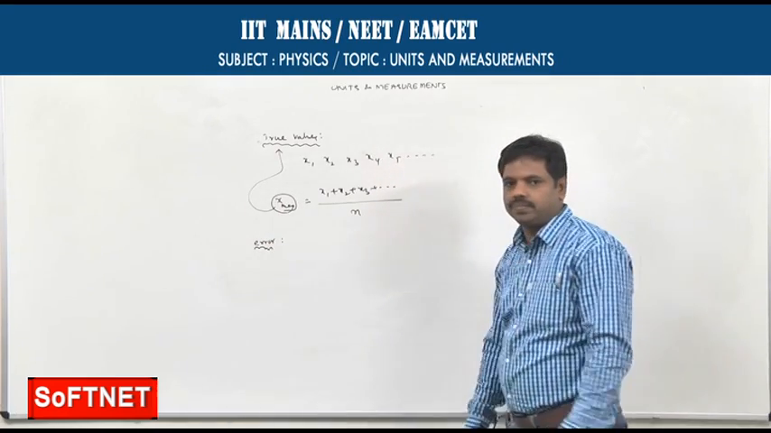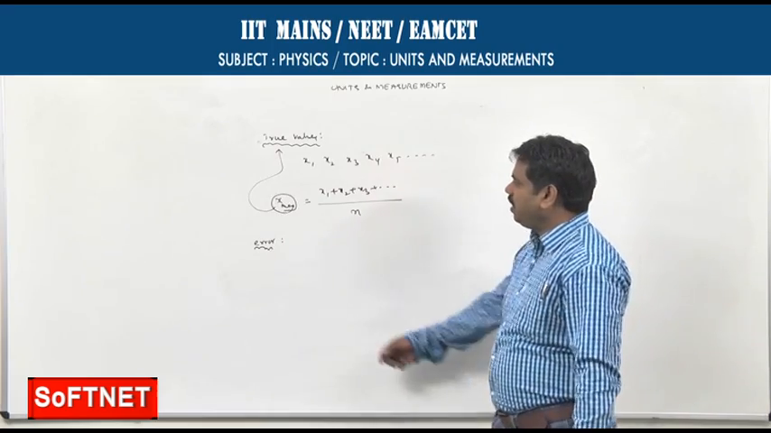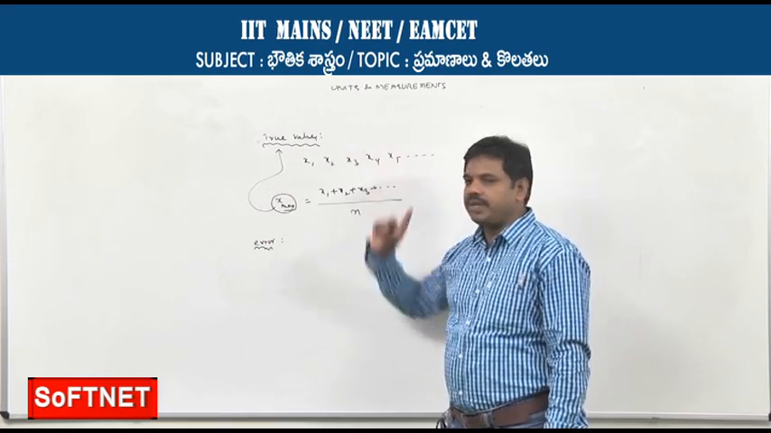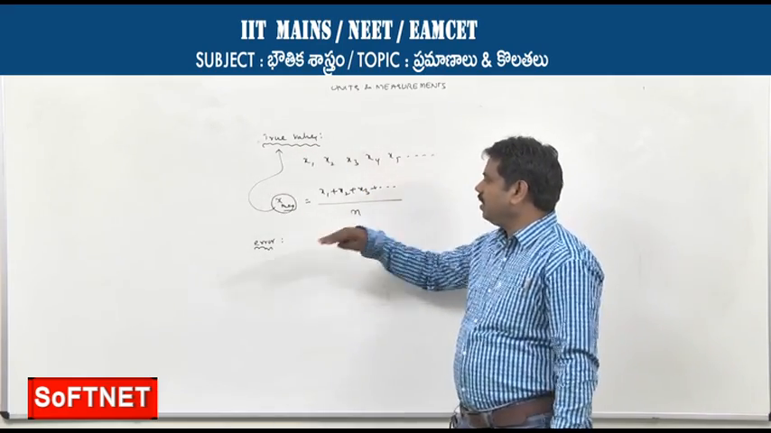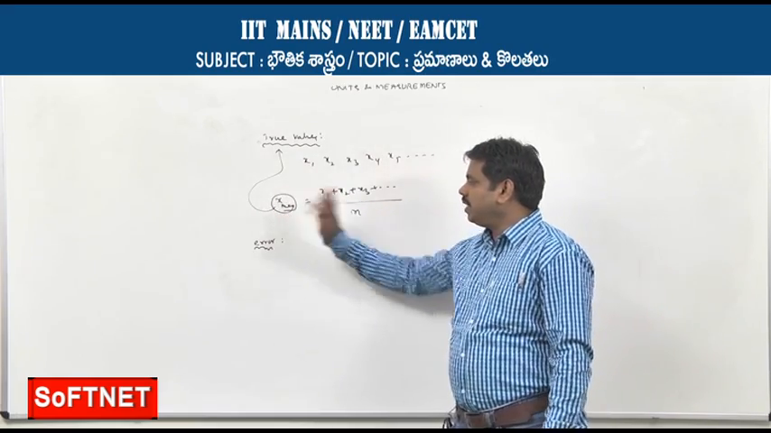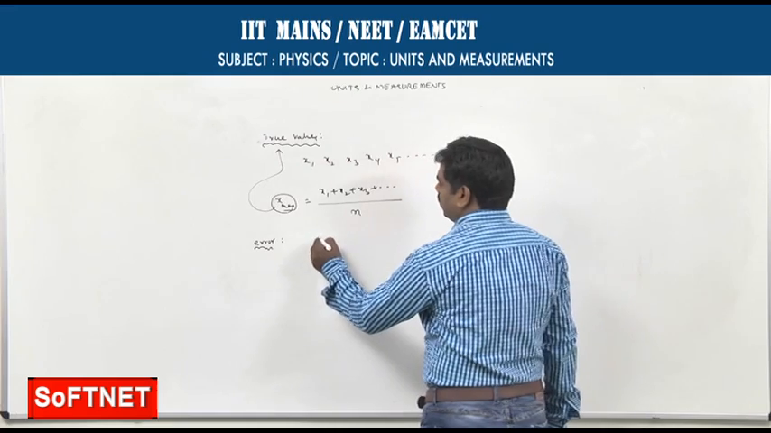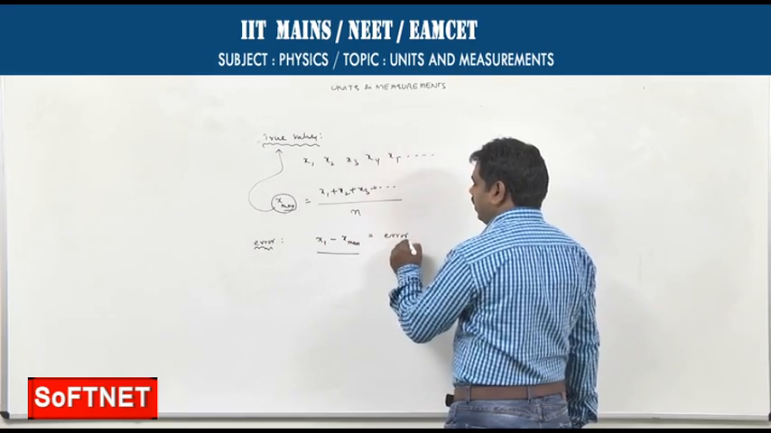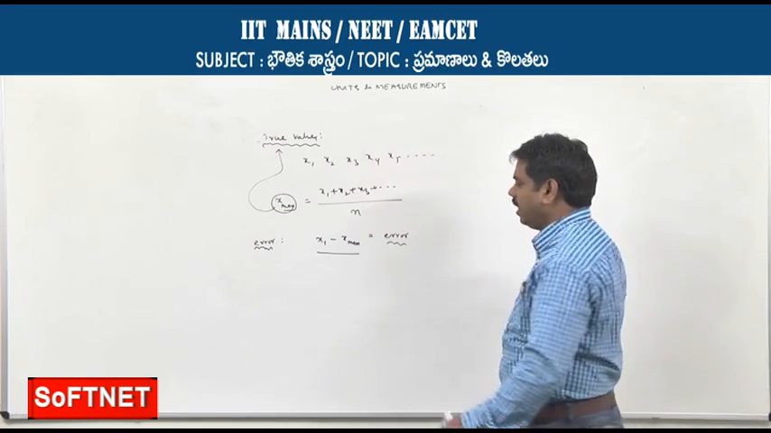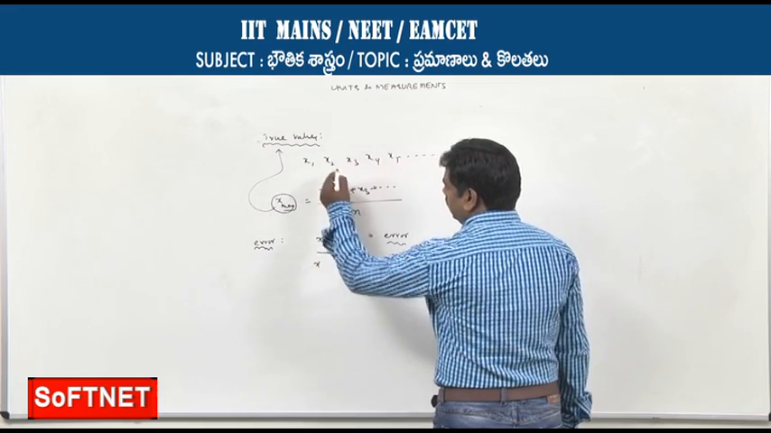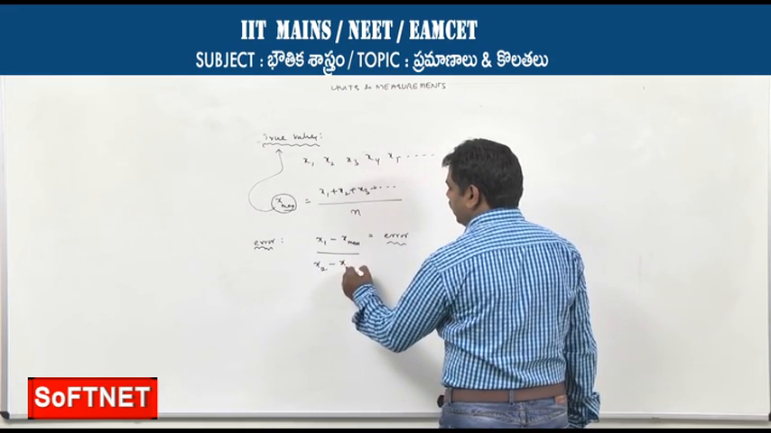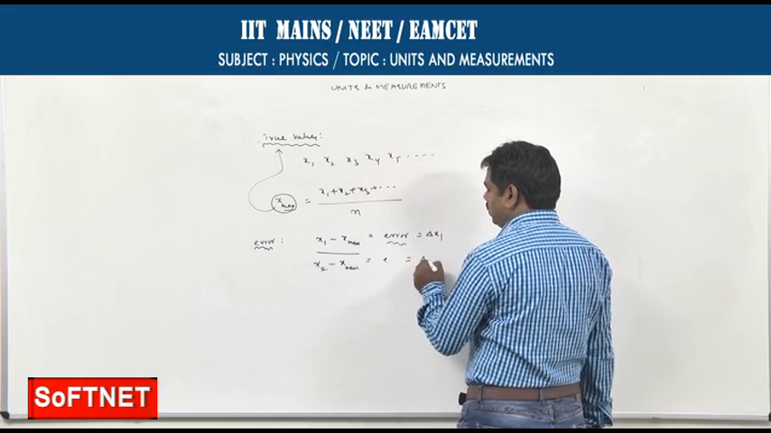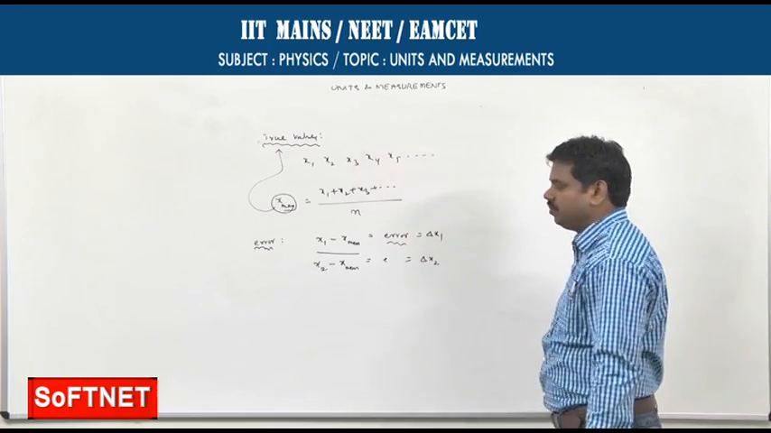Next we will get error. What is the error? Among all these measurements, x mean will become the true value. Then error is nothing but the difference between the measured value and the mean value. x1 minus x mean can simply be called the error. And what is the next error you will get? For the second measurement, x2 minus x mean is another error. Say this is delta x1, this is delta x2, and so on.